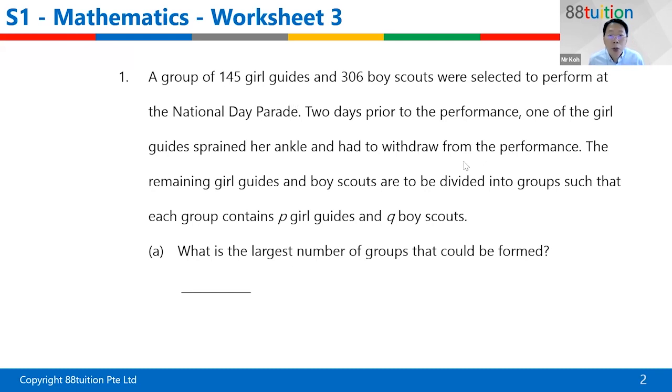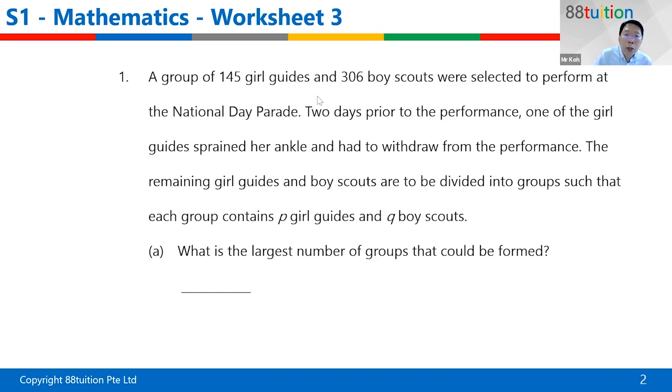Okay, so maybe Mr. Ko just quickly reads this. A group of 145 Girl Guides and 306 Boy Scouts were selected to perform at the National Day Parade. 2 days prior to the performance, one of the Girl Guides sprained her ankle and had to withdraw from the performance. The remaining Girl Guides and Boy Scouts are to be divided into groups such that each group contains P Girl Guides and Q Boy Scouts. Now, what is the largest number of groups that could be formed?